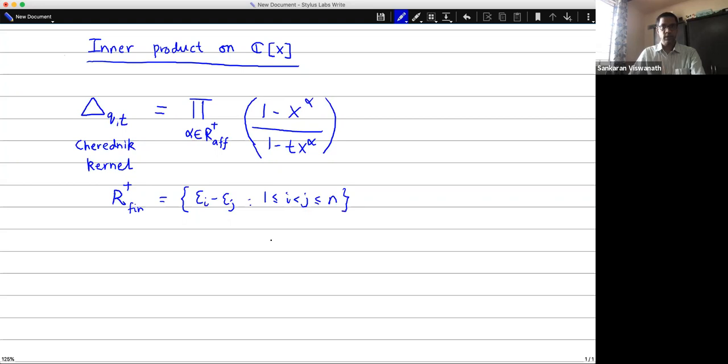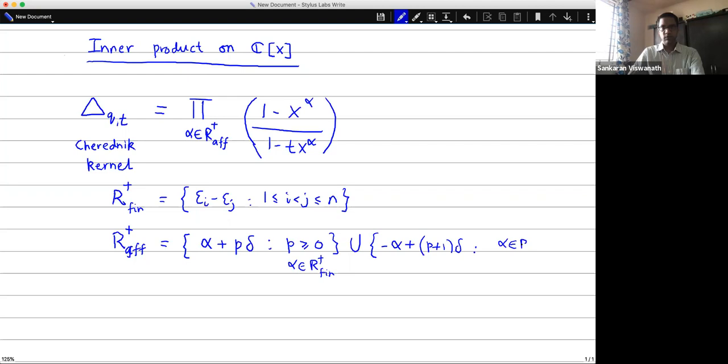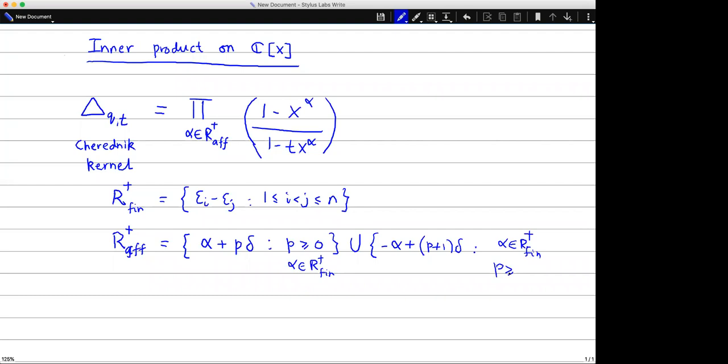And the corresponding affine algebra, the affinization, say of SLN, has the following positive roots. You take the positive roots alpha of the finite guy, and to those you add various multiples of the so-called null root delta, with p integers greater than or equal to zero, and you take all the negative roots too: the union of minus alpha plus p plus one delta. Here alpha ranges over the positive roots of the finite guy, and p is greater than or equal to zero. These are just the roots of the corresponding affine algebra.